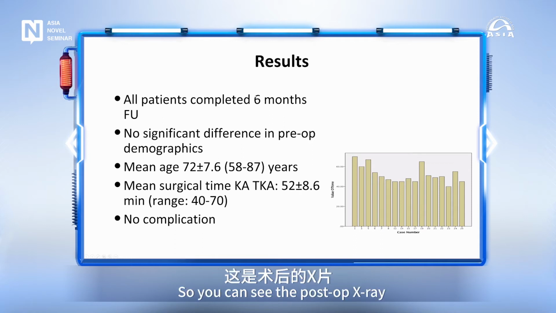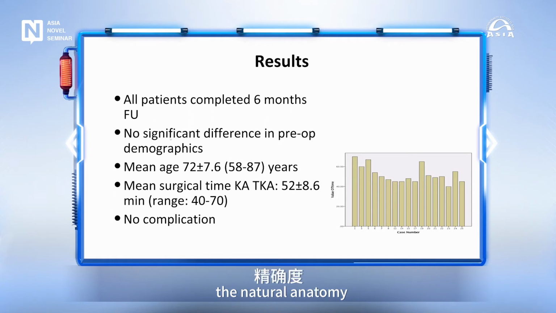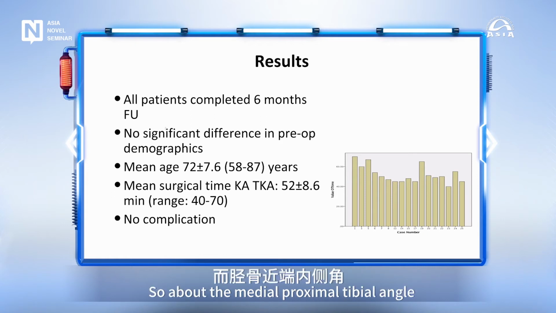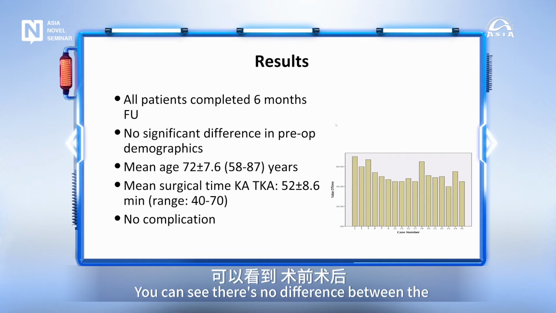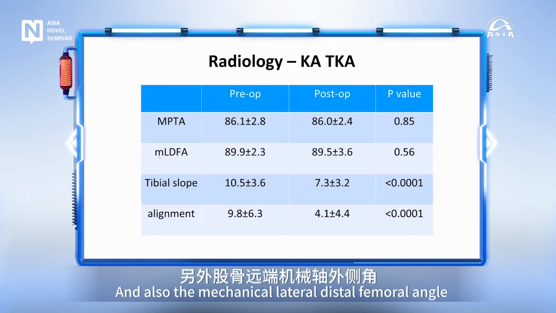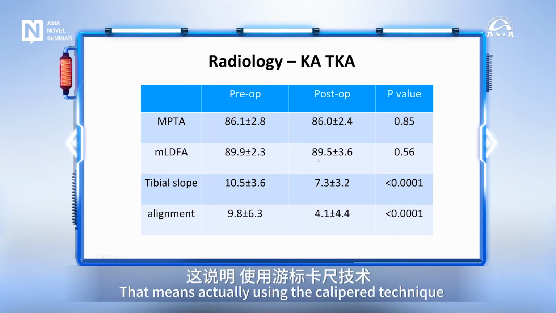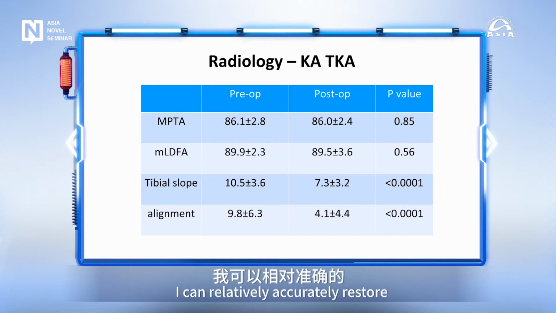So you can see the post-op X-ray. I measured the accuracy of restoring the natural anatomy. For the medial proximal tibial angle, there's no difference between the pre-op value and the post-op value. And also for the mechanical lateral distal femoral angle, there was essentially no difference between the pre-op and the post-op. That means using the Caliper technique, I can relatively accurately restore the normal joint anatomy.